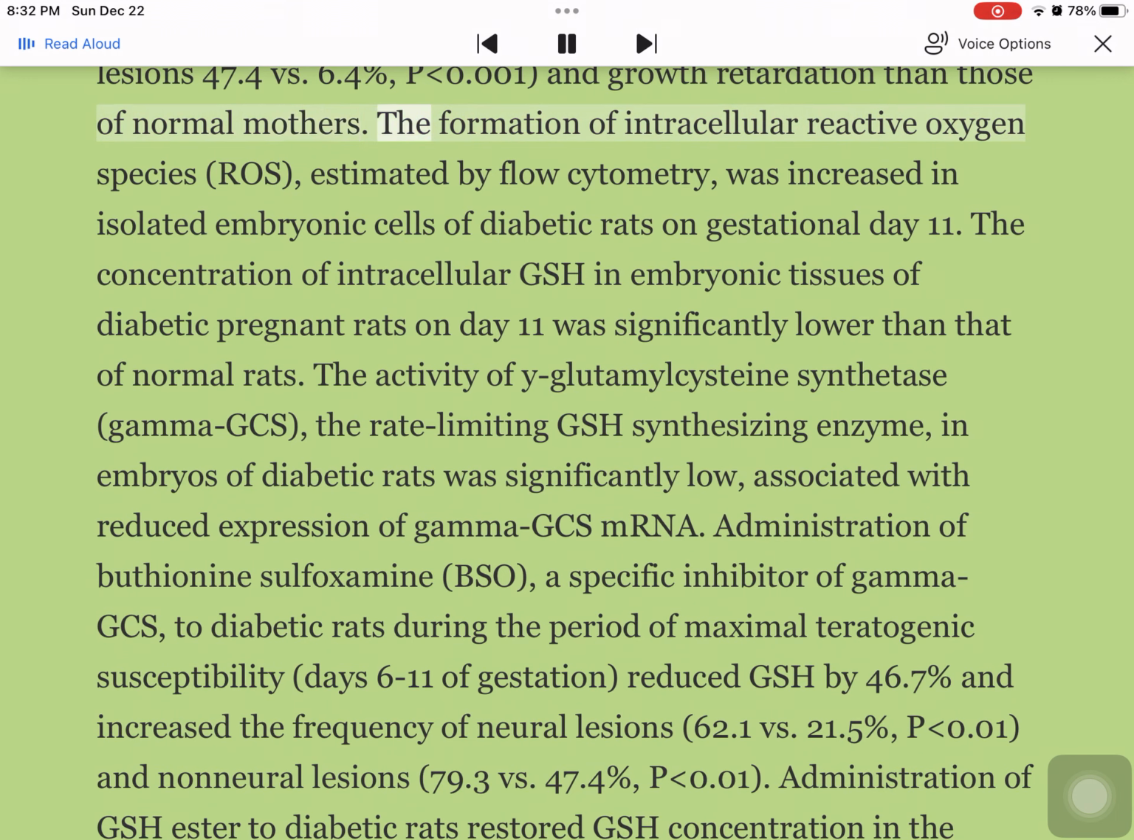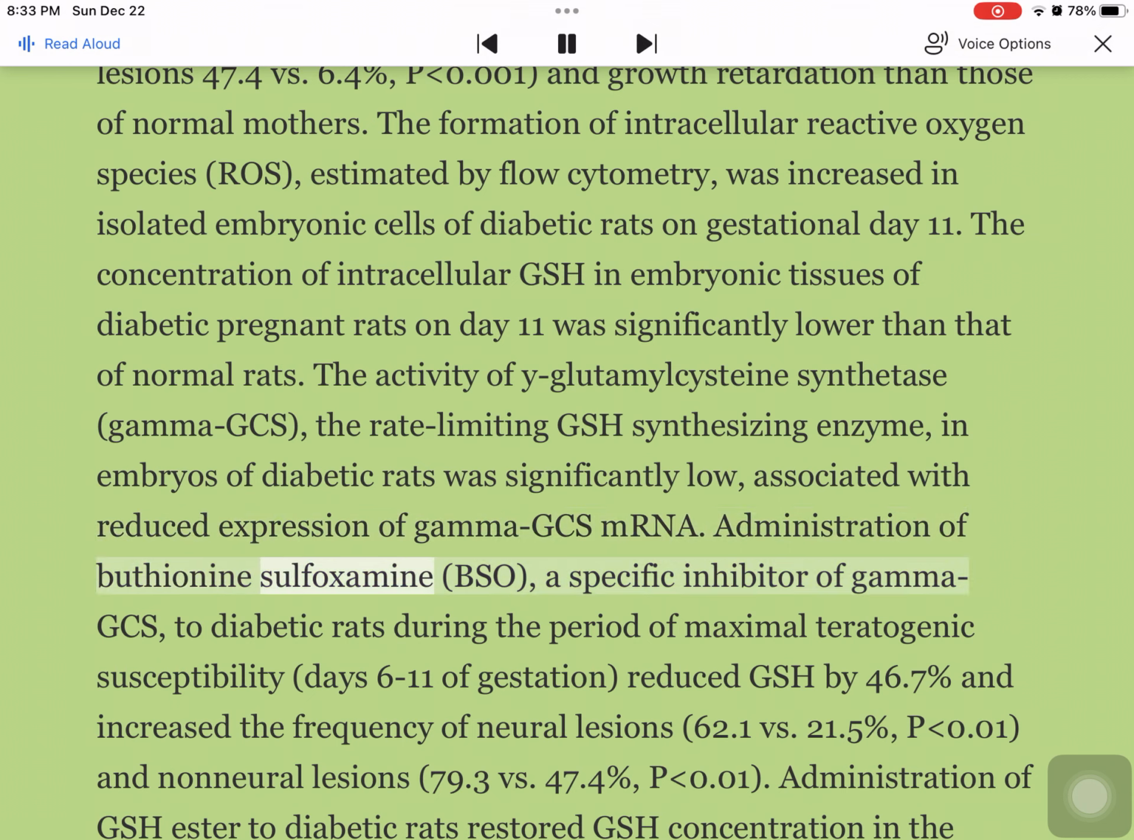The formation of intracellular reactive oxygen species, ROS, estimated by flow cytometry, was increased in isolated embryonic cells of diabetic rats on gestational day 11. The concentration of intracellular GSH in embryonic tissues of diabetic pregnant rats on day 11 was significantly lower than that of normal rats. The activity of gamma-glutamylcysteine synthetase, gamma-GCS, the rate-limiting GSH-synthesizing enzyme, in embryos of diabetic rats was significantly low, associated with reduced expression of gamma-GCS mRNA.